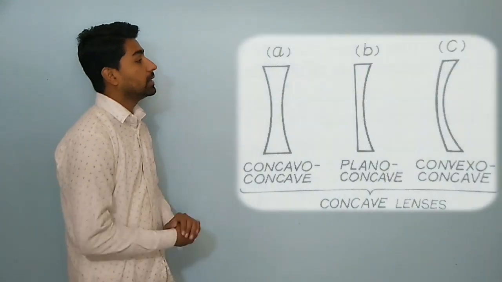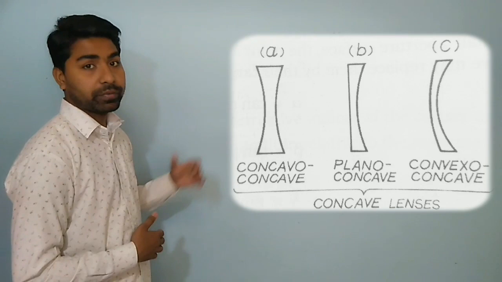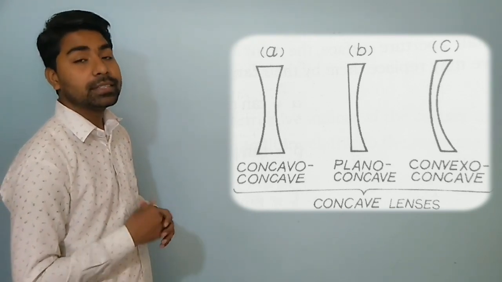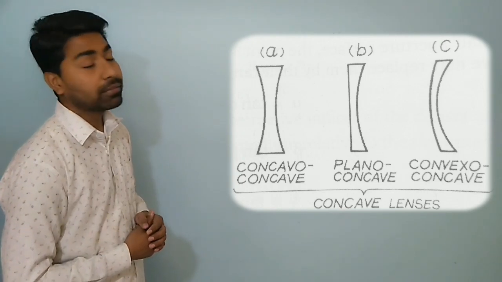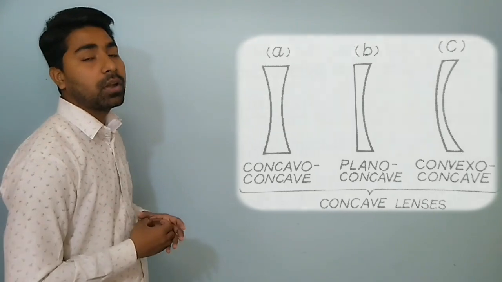Now let's see these three. These three belong to the diverging lens. So what will be the names? The first one is concavo concave, the second is plano concave, and the third is convexo concave. So these were all about the types of lenses.